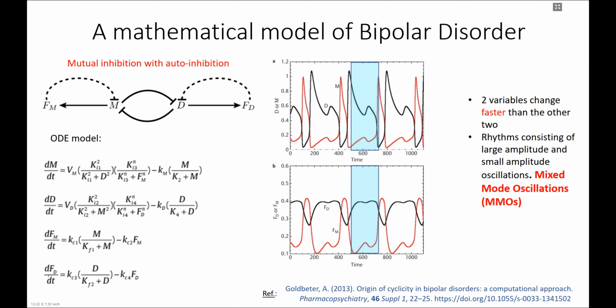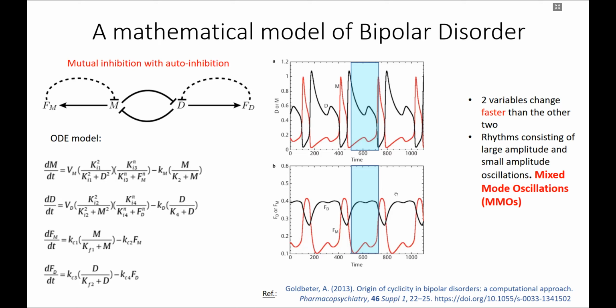And also FM and FD are intermediate factors. They can be thought of as neuromodulators. So FM is produced by M and it inhibits M. FD is produced by D and it inhibits D. Here we can see an example of the time series of the model.